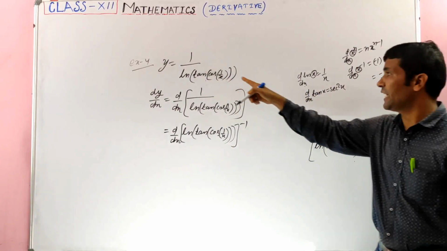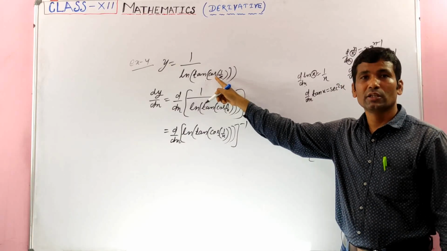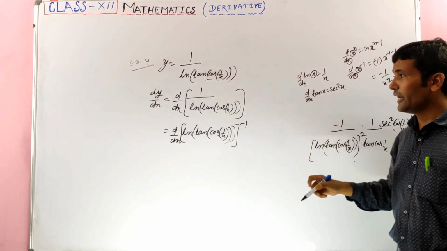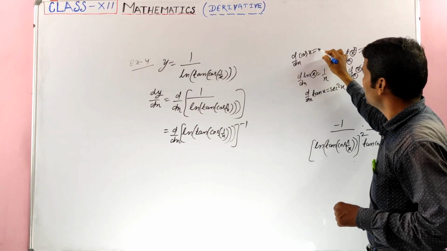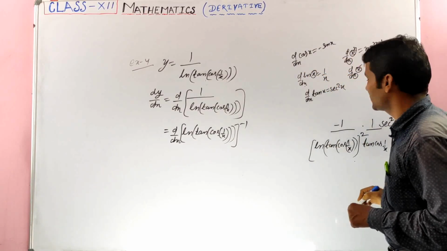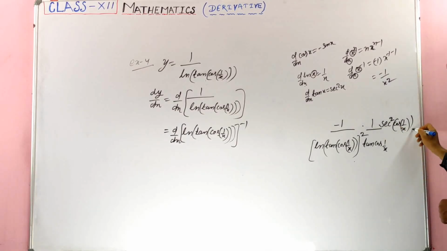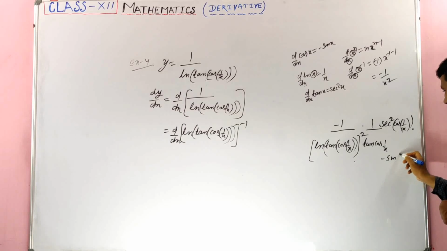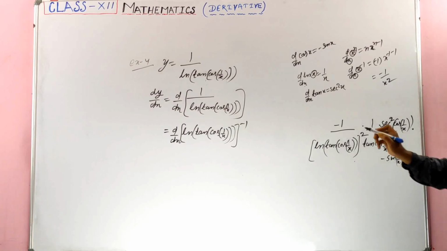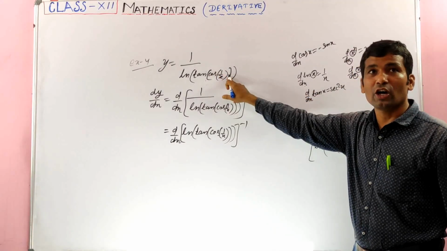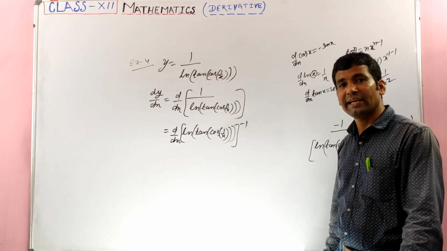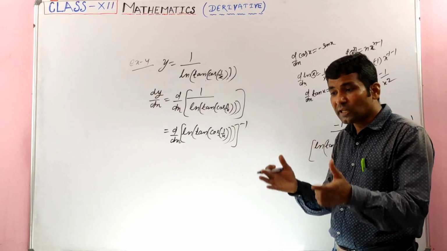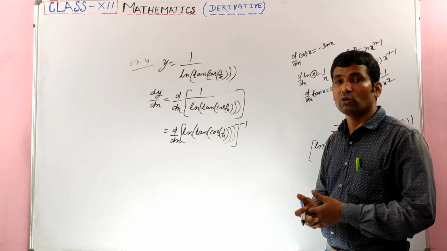Again go inside tan, this is cos of something. Again, use the formula: the derivative of cos x is minus sin x. So the derivative of cos of something is minus sin of something, sin of 1 by x. Again go inside cos. What is that? Inside cos there is a 1 by x.